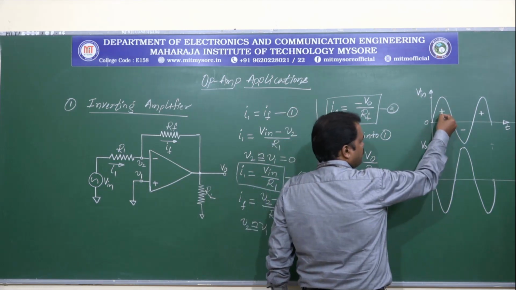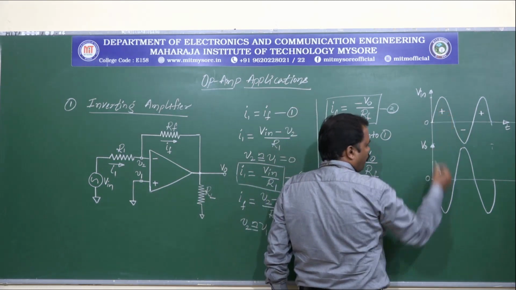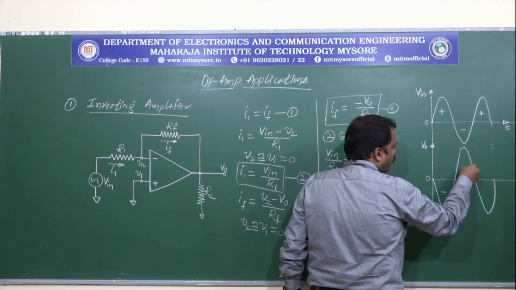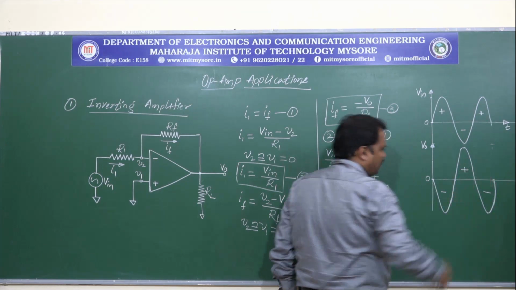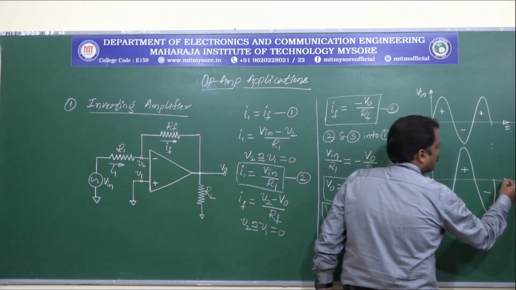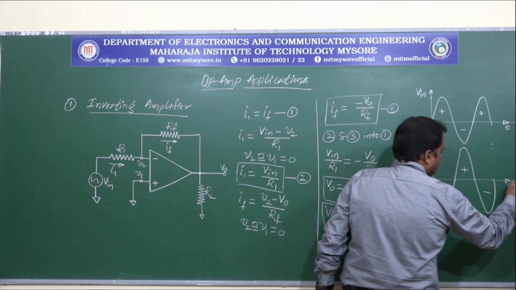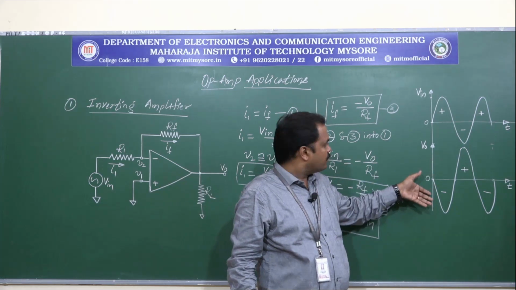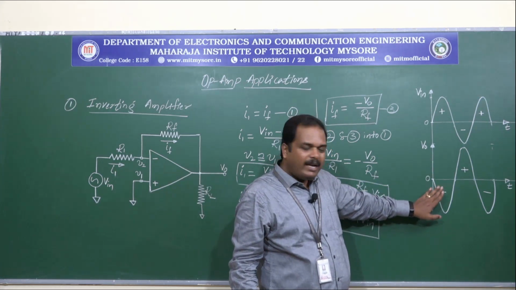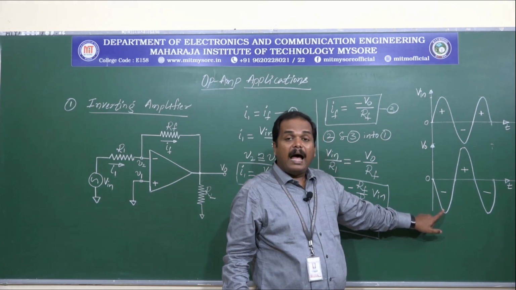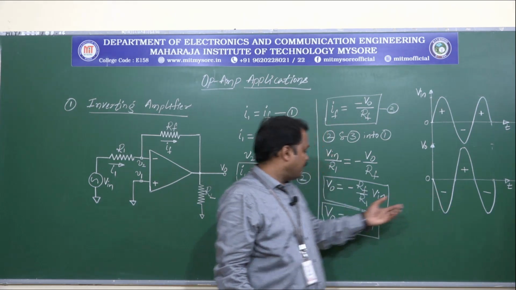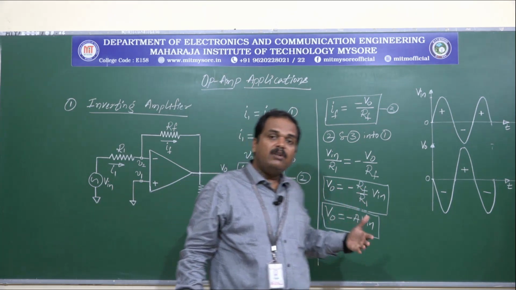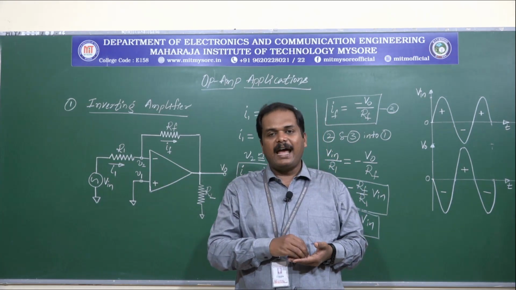So here what we can see is when the input signal has a positive cycle, the output will have a negative cycle. When the input has a negative cycle, the output will have a positive cycle. So this is going to be repeated. This is also on the time scale. What we can see in these waveforms is that the output is 180 degrees out of phase and amplified, given by the ratio RF by R1. So this is the working of the inverting amplifier.